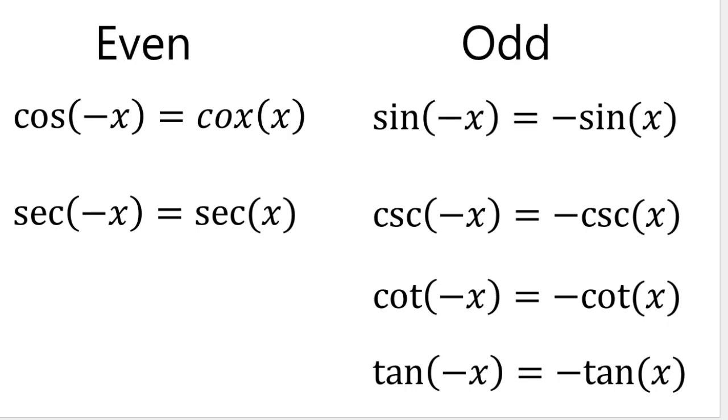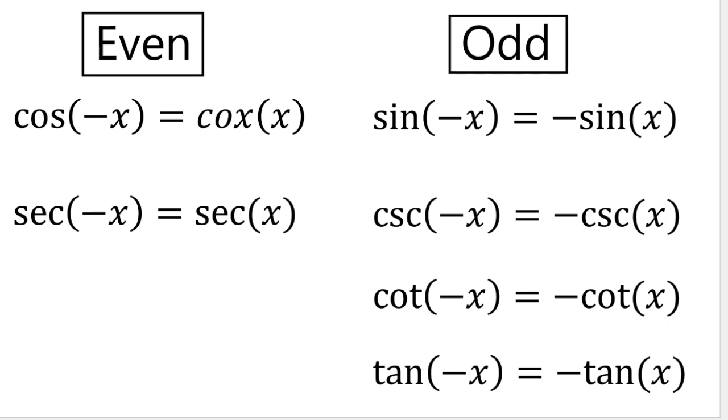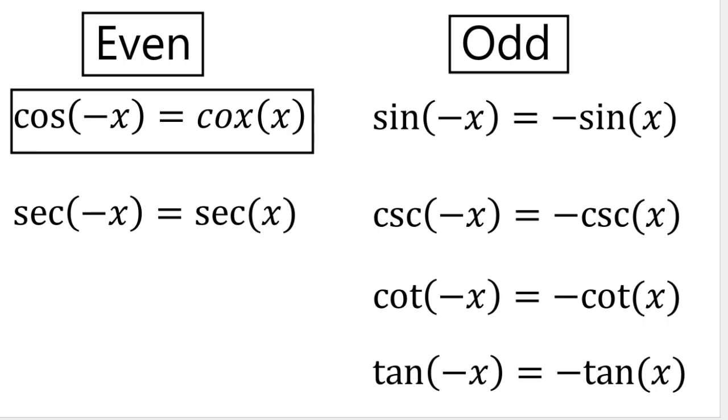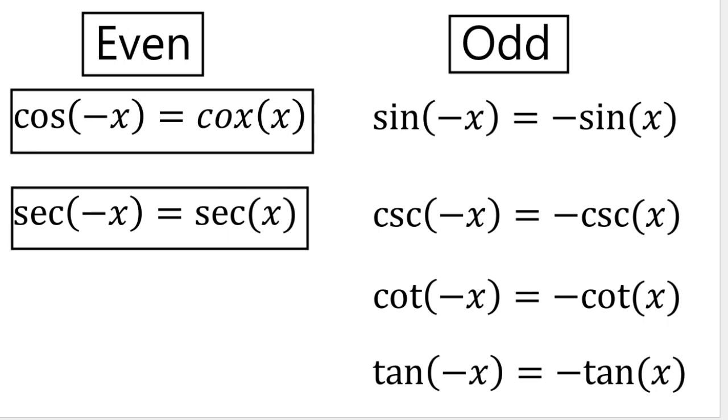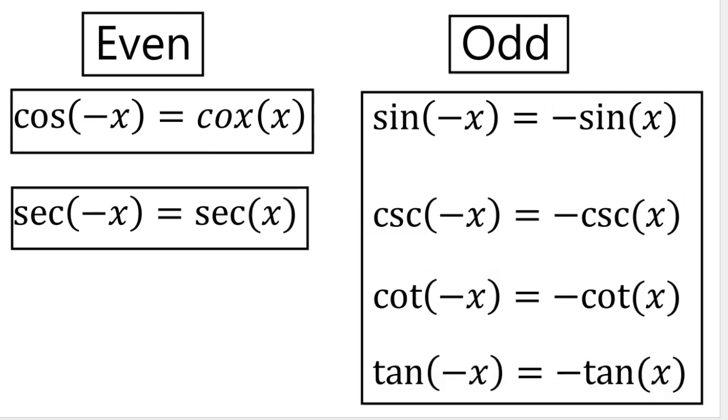Today we're going to talk about even and odd functions, trigonometric functions. So let's talk about even. So we have even and odd functions here. Even functions are cosine of negative x and secant. So those are even trigonometric functions. That is, if we do have a negative on its angle, we can just remove it. But on odd functions, we're going to move it outside of the function, just like multiplying it by a negative number.